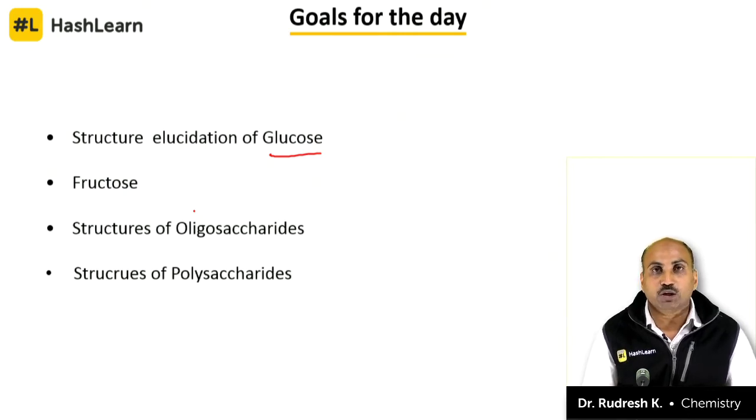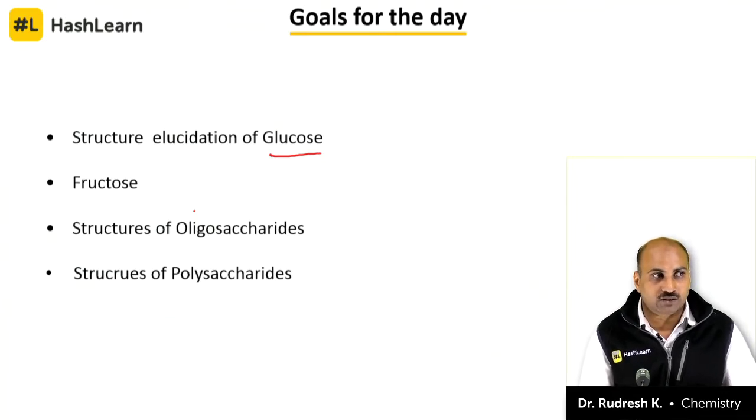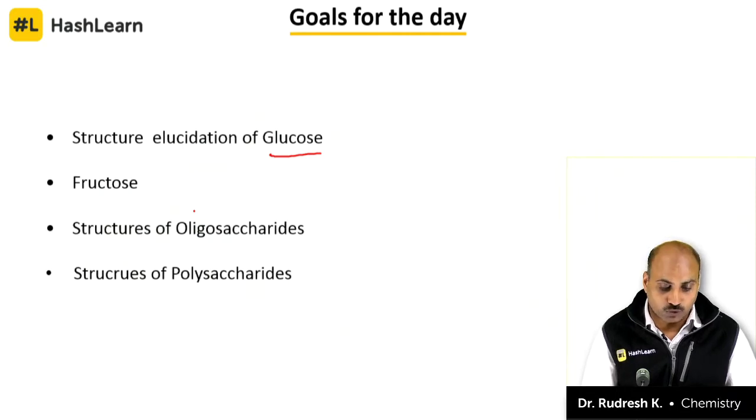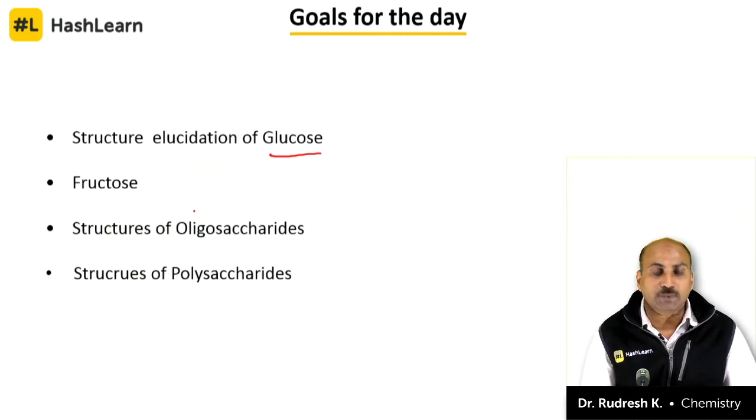Then we will be talking about oligosaccharides, that means those which yield more than one monosaccharide on hydrolysis. That is what we discussed in the classification of carbohydrates. Here we will be talking about maltose, lactose as well as sucrose. Then we will be talking about some of the polysaccharides. All of you know cellulose, glycogen and starch. They are called polysaccharides.